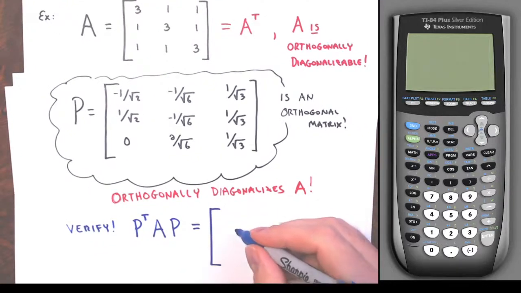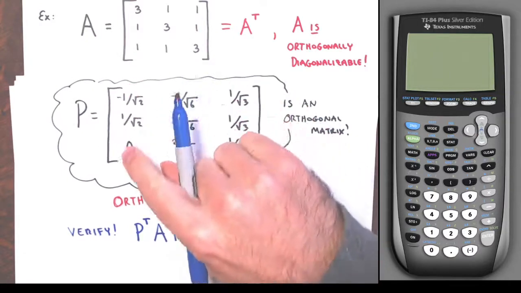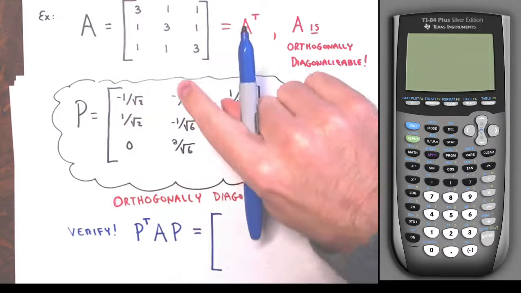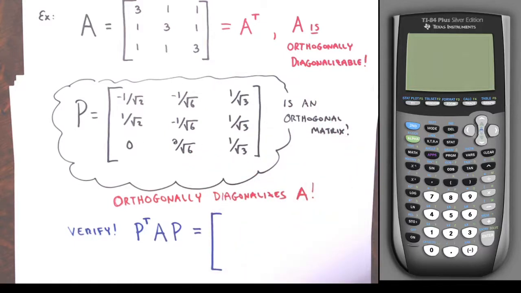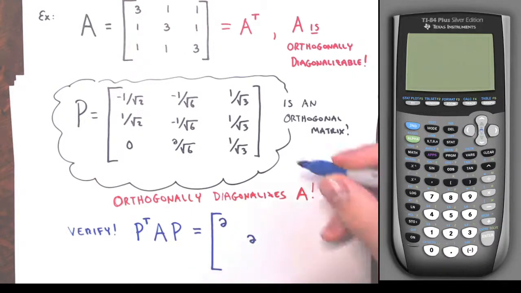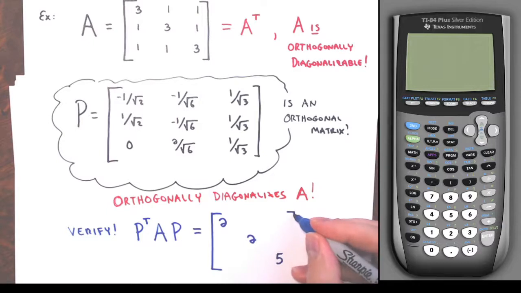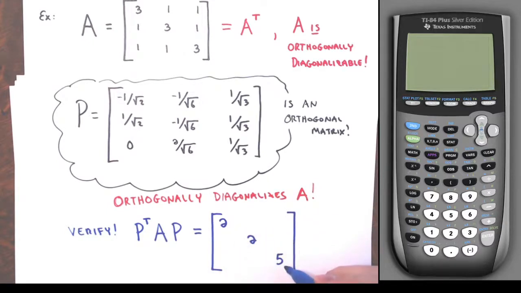And the entries down the main diagonal will be the eigenvalues of A corresponding to these columns. Remember, the first two columns came from that eigenbasis for the eigenspace corresponding to lambda equals 2. So I'd have 2, then 2, and then this last column came from the eigenbasis corresponding to lambda equals 5. So 2, 2, 5 down the main diagonal, 0 everywhere else. And this is that matrix D that was mentioned earlier.